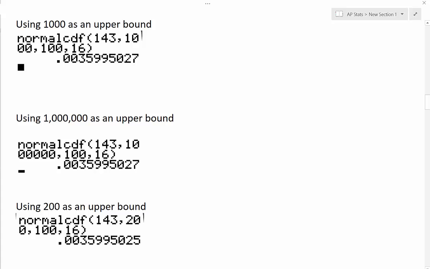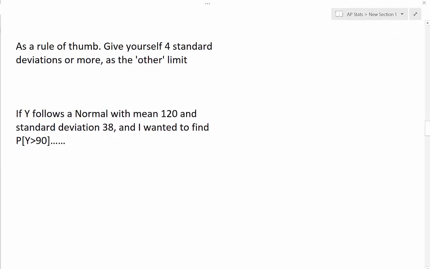And if we're a little bit more conservative, 5 standard deviations is 5 times 16 is 80. So 6 standard deviations is basically what 200 is. Using 200 as an upper bound, I still have 0.003599,502. So it's still accurate to 8 decimal places, which is way more than we need. So as a rule of thumb, give yourself at least 4 standard deviations as the other limit and you should be totally fine.